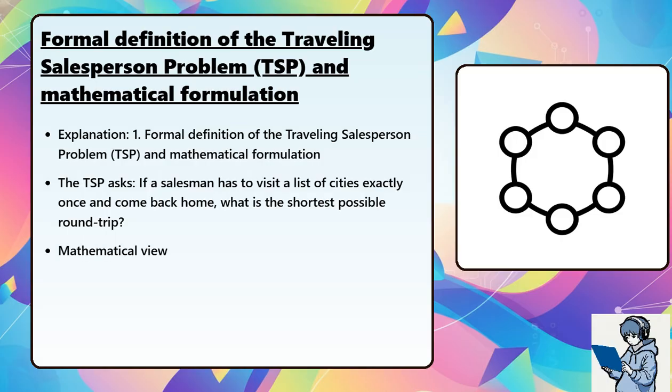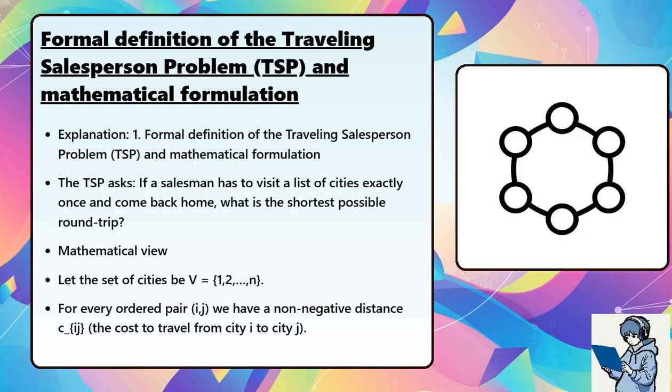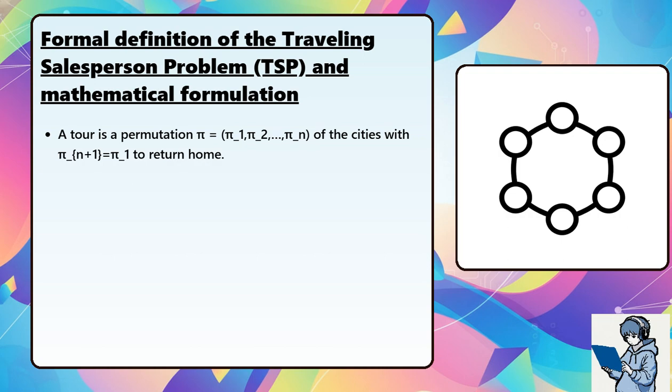Mathematical view. Let the set of cities be V equals the set of numbers from 1 to n. For every ordered pair (i, j), we have a non-negative distance c_ij, the cost to travel from city i to city j. A tour is a permutation π = (π_1, π_2, ..., π_n) of the cities with π_{n+1} = π_1 to return home.